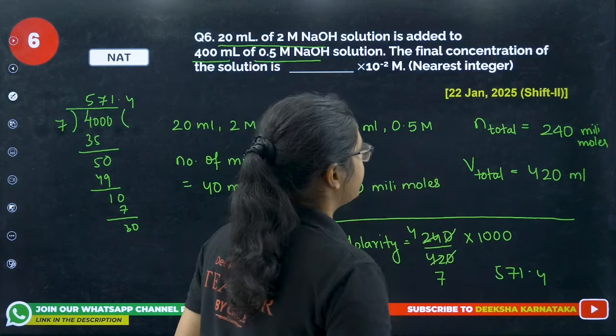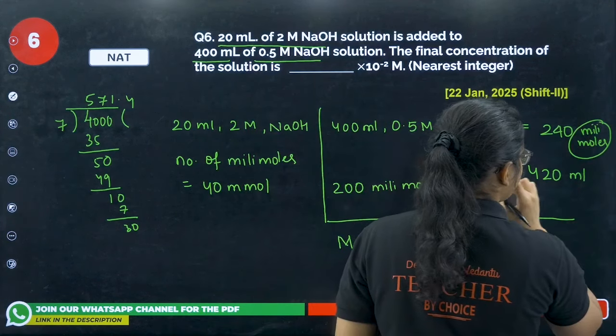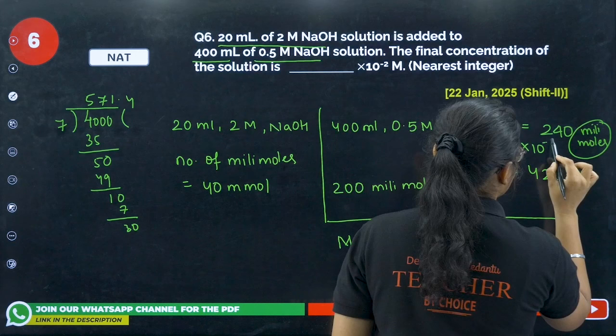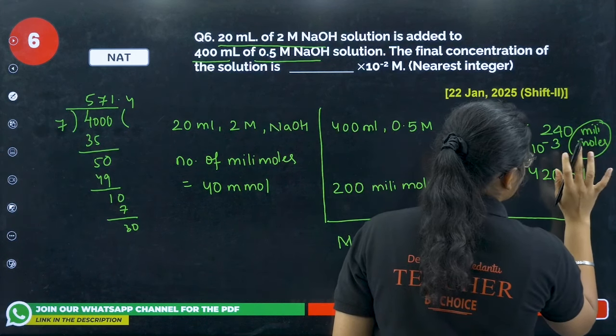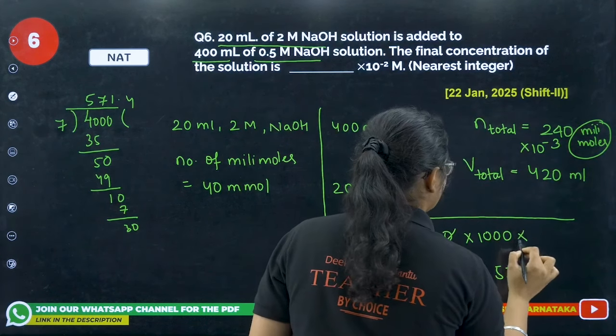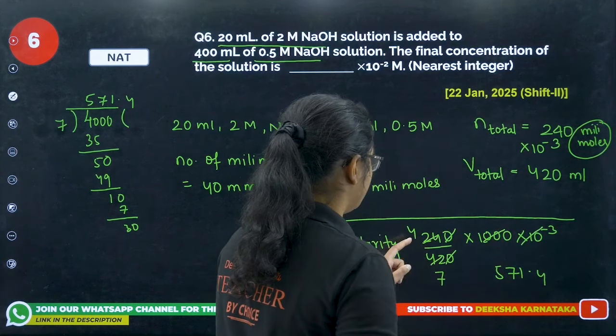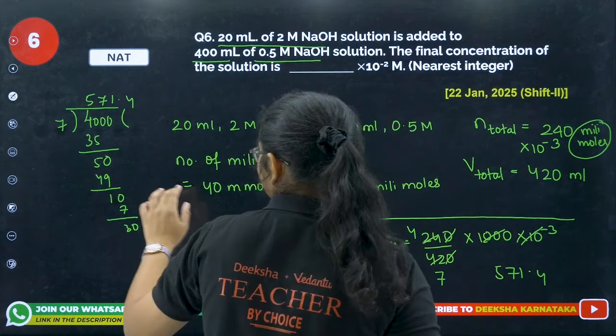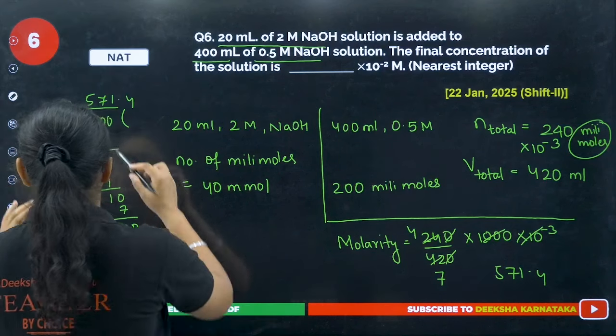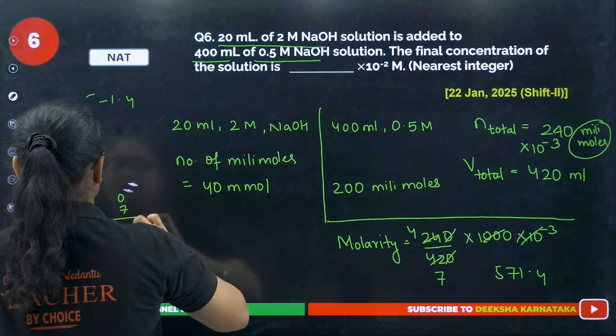Just a minute. Okay, we'll convert it into moles as well, right? So 240 into 10 to the power of minus 3 moles. So here I will have one more 10 to the power of minus 3. This will get cancelled. So I have only 4 by 7. Okay. So here I made a mistake. I have just 4 by 7.